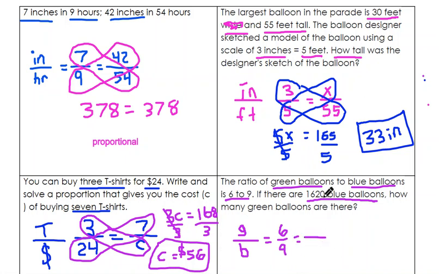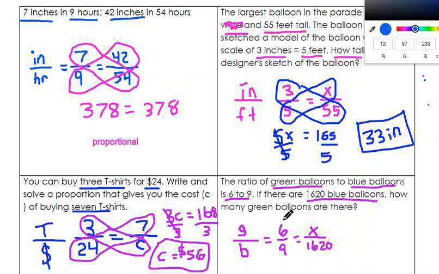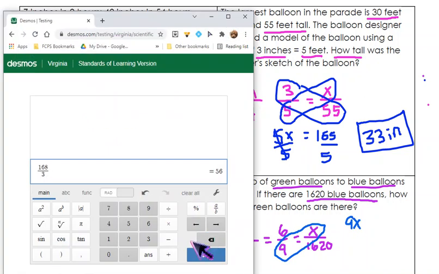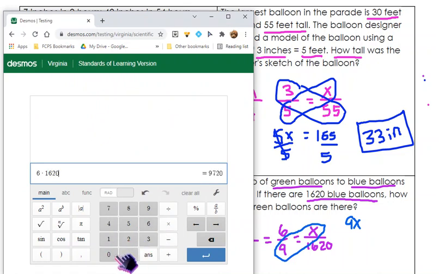All right, and over here they told me that there's 1,620 blue balloons. So blue we have on the bottom, so I'm going to put 1620 on the bottom, and I don't know how many green balloons there are. So that's my X, that's my variable. So from here I can cross multiply and figure that out. 9 times X will give me 9X. 6 times that is going to give me a huge number. So let's put this on here. 6 times 1620 is 9,720.